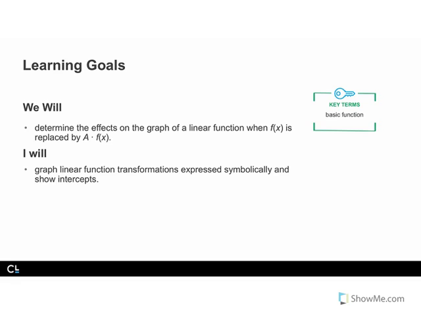Our learning goals for today are: we will determine the effects on the graph of a linear function when f of x is replaced by a times f of x. Before, we were doing f of x plus d, which meant we were adding or subtracting something from those y's, so it was moving up and down each time. Now we're going to be multiplying by something. I will graph linear function transformations expressed symbolically and show intercepts. Remember, expressed symbolically just means this: you're going to have to graph something like 3 times f of x. That's a symbolic representation.